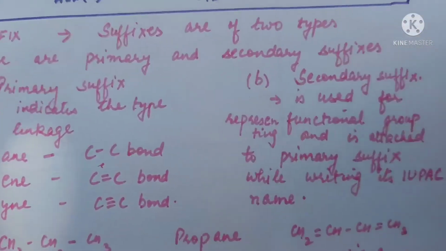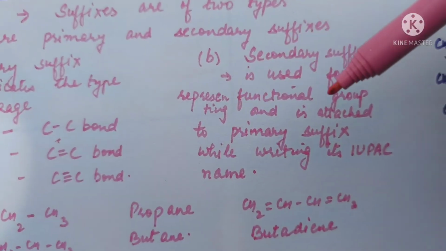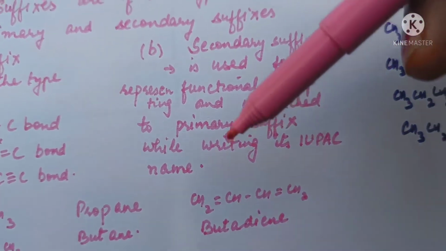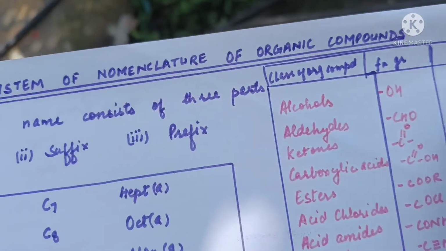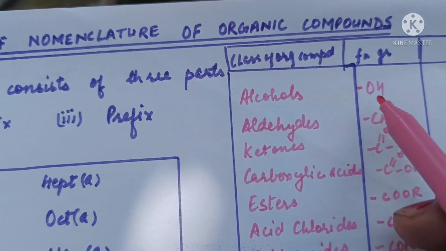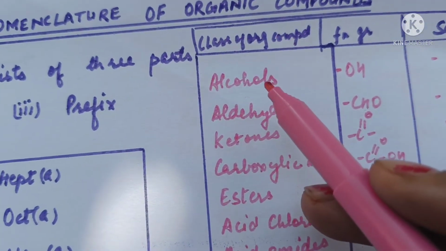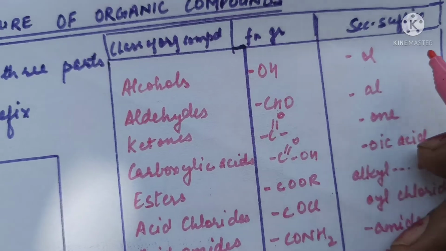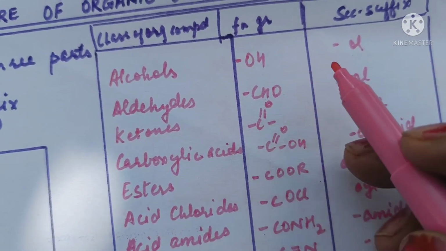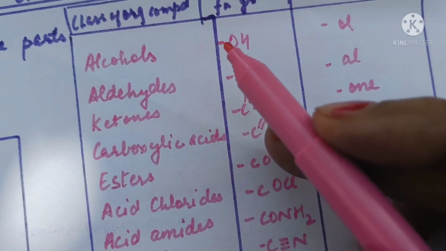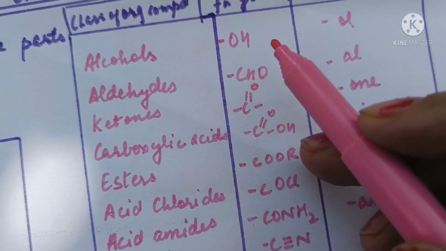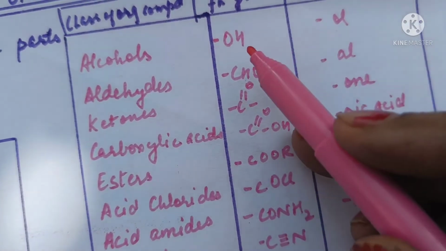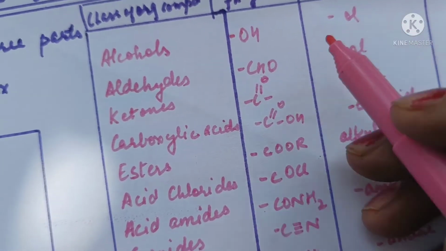The secondary suffix is used for representing a functional group and is attached to the primary suffix while writing its IUPAC name. For example, if the functional group is OH, then the class of organic compound is called alcohols, and the secondary suffix ol will be attached to the IUPAC name. So, an alcohol of 3 carbon atoms will be called prop, ane for single bonds, and ol for OH group. So, the name will be propanol.